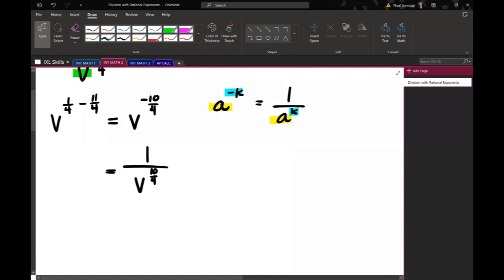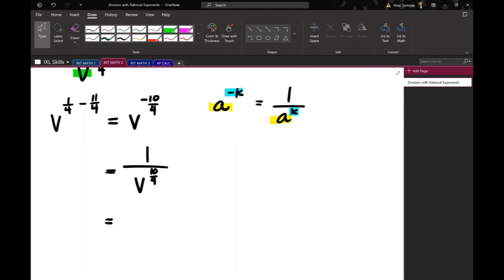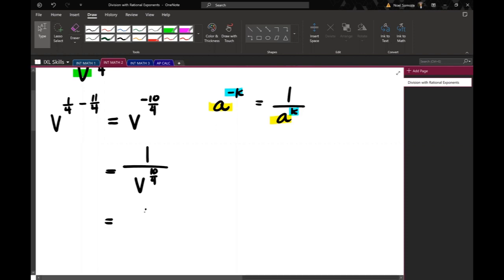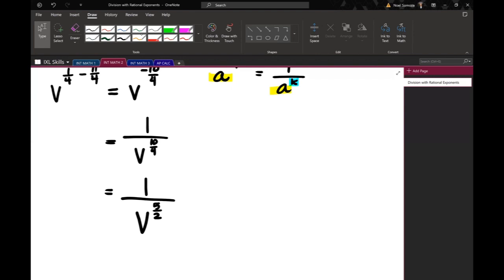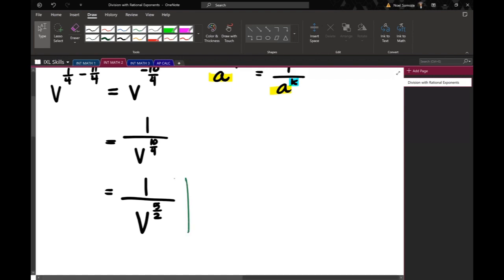We're almost done. The only thing that we would be asked to do is to simplify the power. 10 and 4 can be reduced. It's a fraction that can be reduced. You can see how 10 and 4 are both divisible by 2. So all we have to do is reduce the fraction of the power of v. If we divide top and bottom by 2, we arrive at 5/2. So then what we'll get is that the expression simplifies to 1 over v to the 5 halves power.